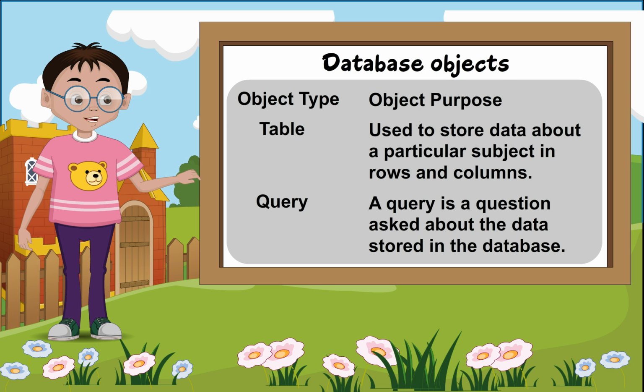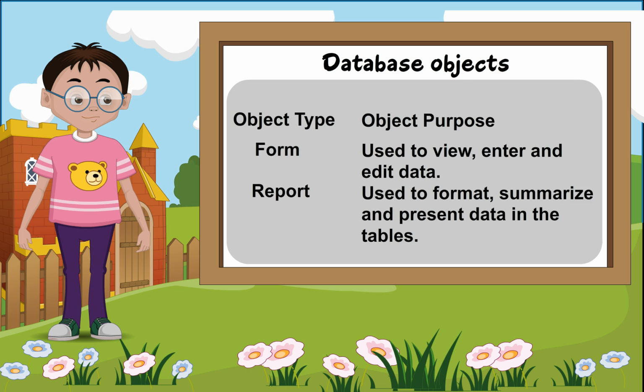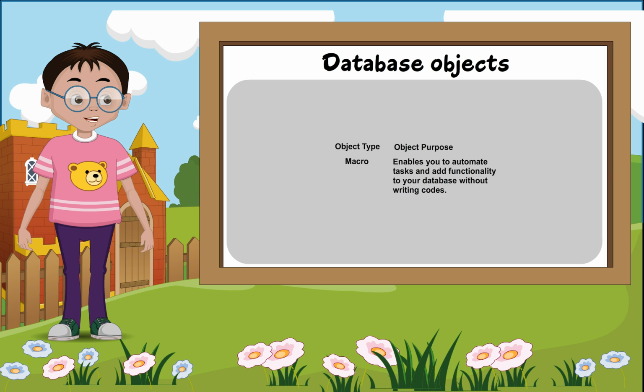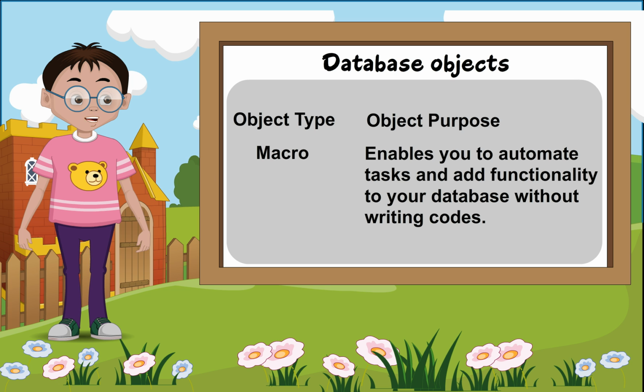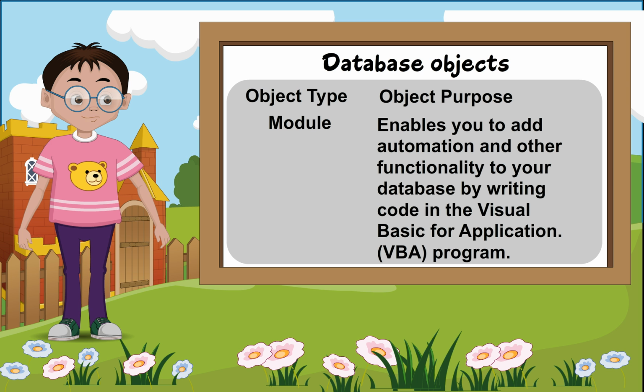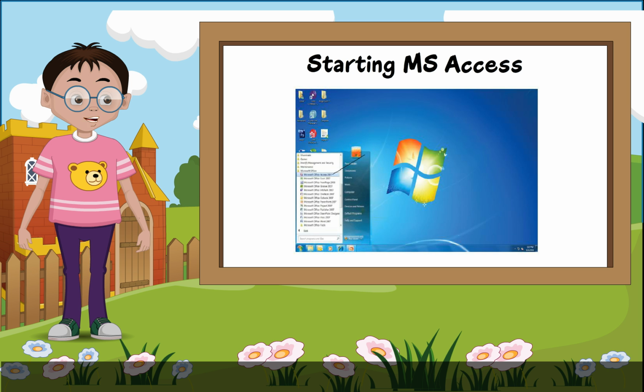Database object, object type, object purpose. Table: used to store data about a particular subject in rows and columns. Query: a query is a question asked about the data stored in the database. Form: used to view, enter, and edit data. Report: used to format, summarize, and present data in the tables. Macro: enables you to automate tasks and add functionality to your database without writing code. Module: enables you to add automation and other functionality to your database by writing code in the Visual Basic for Applications, or VBA, program.